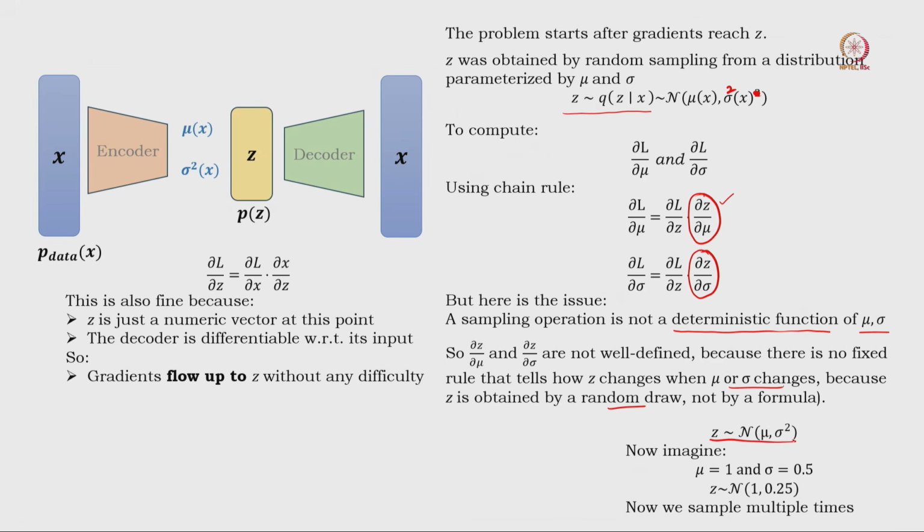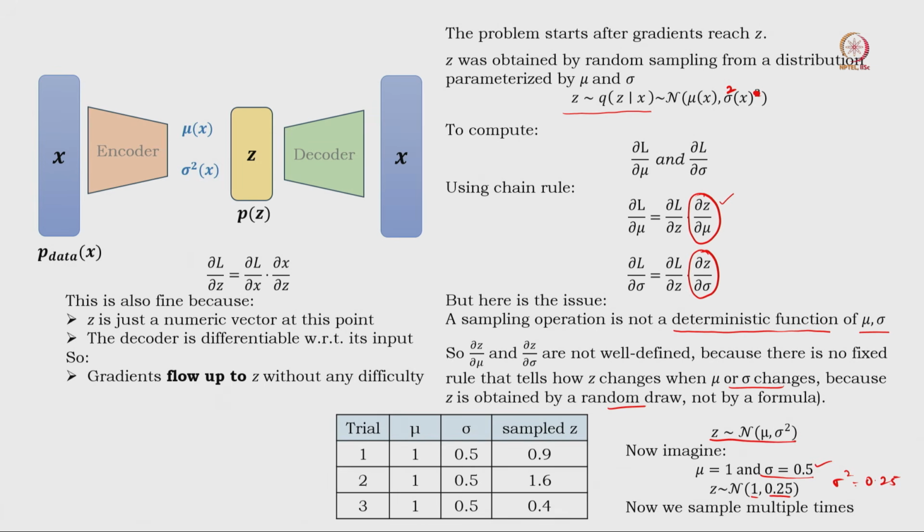Imagine z is sampled from this distribution, where the mu value is 1 and the standard deviation is 0.5. So the variance, the square, is 0.25, which is what has been written here. Now sample z multiple times. The first time you sample, the z value you get is this. The second time you sample, this is the z value we get. The third time, again. Z is randomly drawn from this distribution.